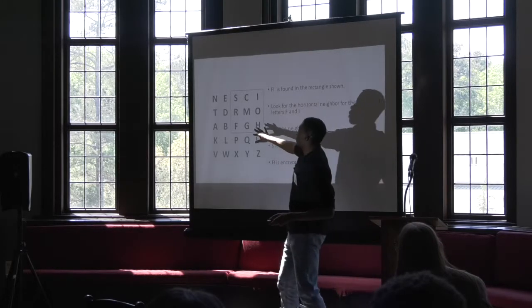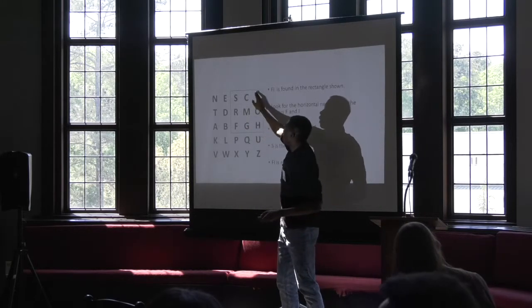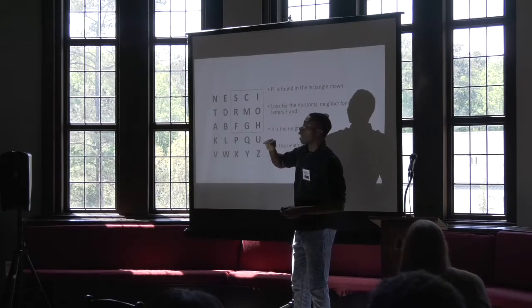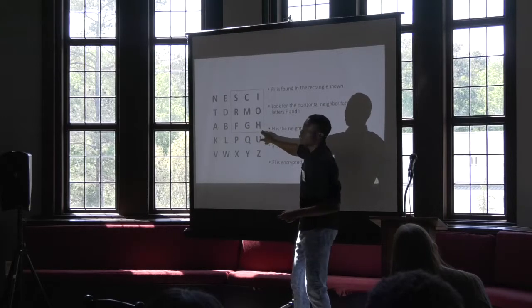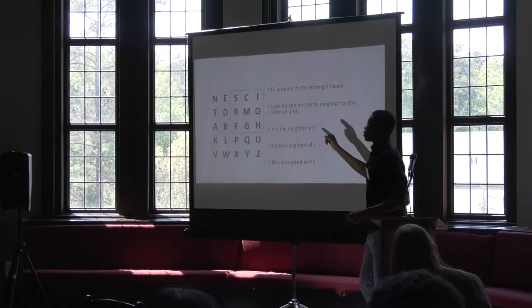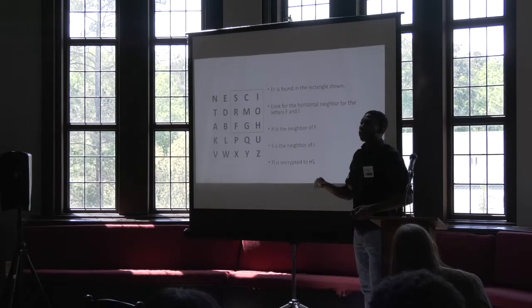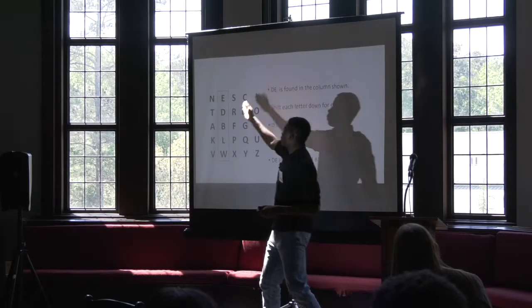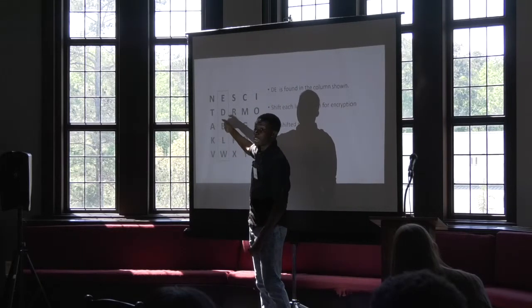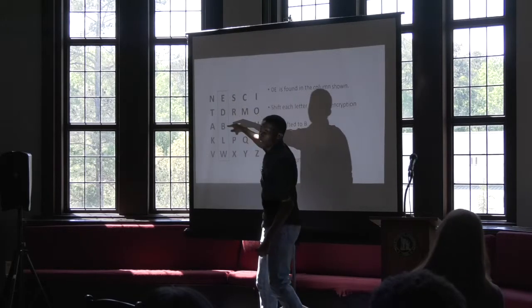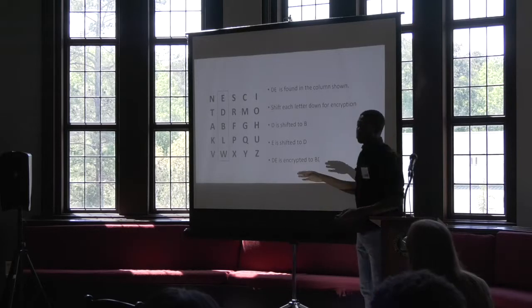FI is in this rectangle right here. So we're going to check the horizontal part of FI. F is going to go to H, and I is going to go to S. So FI is going to turn into HS, in that order. You have to follow the order of how you find the letters. Now the next one, DE, is in the same column, so you're going to shift it down. D is going to go to B, and E is going to go to D. So DE is going to be encrypted to BD.